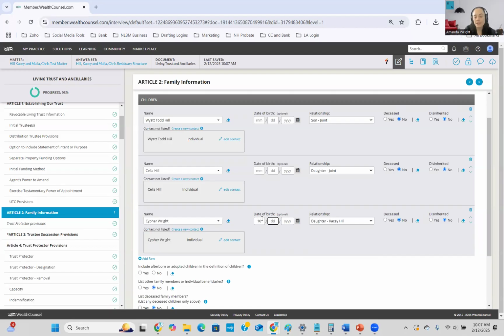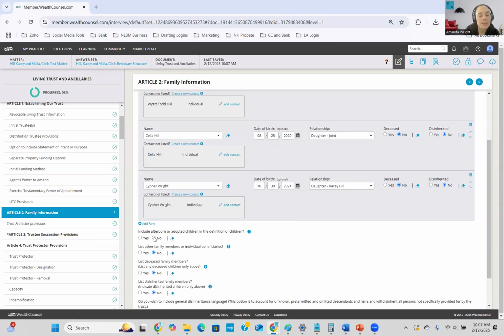Cypher was born 10/31/2021. Let's have Celia born 8/25, even though I think it's wrong. I think it's January. And we'll have her born around the same time. We'll do 2020. And we'll have Wyatt Todd born in 2018. So we've got some minor children going on over here. We're not going to include afterborn or adopted children.